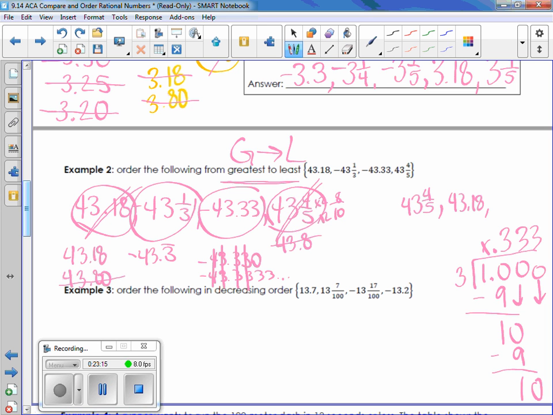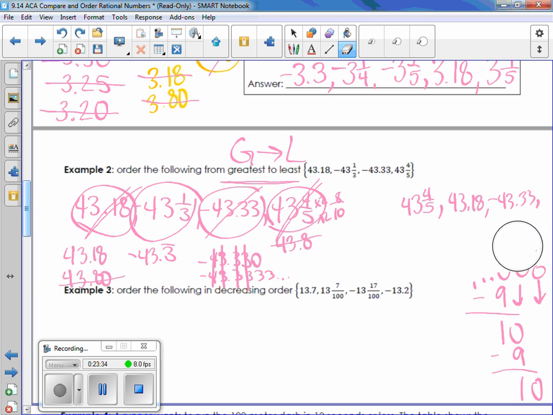Which one's bigger? The 3 is bigger, but they're negatives. Yeah. So the top is bigger. So this is actually the bigger number. It's the least negative number. Okay, so then that's going to be our next, the negative 43.33, and then we'll have the negative 43 and 1/3.